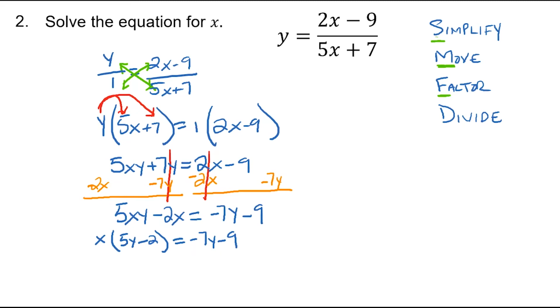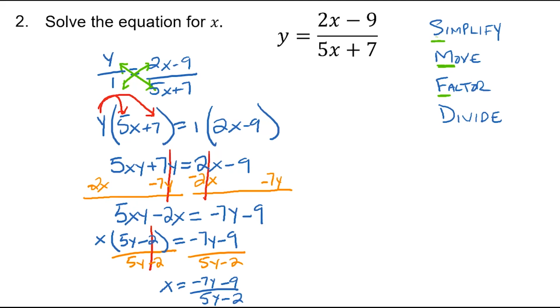Then next, we will divide both sides by 5y minus 2. The factors on the left are going to cancel out, and the result will be x is equal to negative 7y minus 9 over 5y minus 2. So this is one way that you can write this problem.